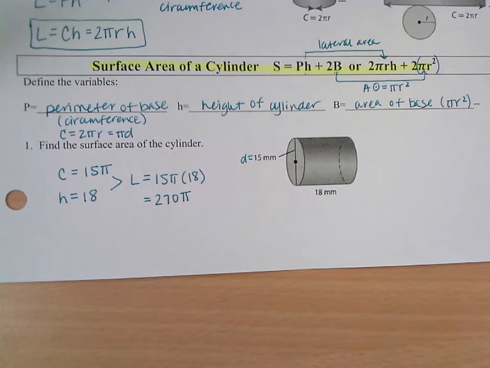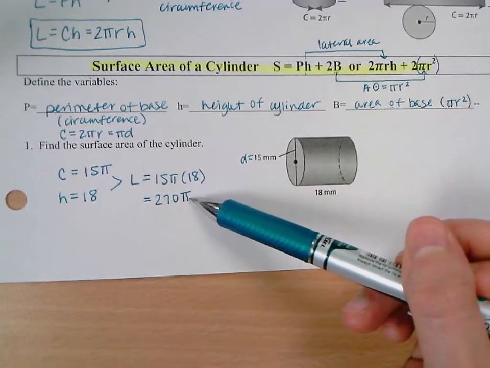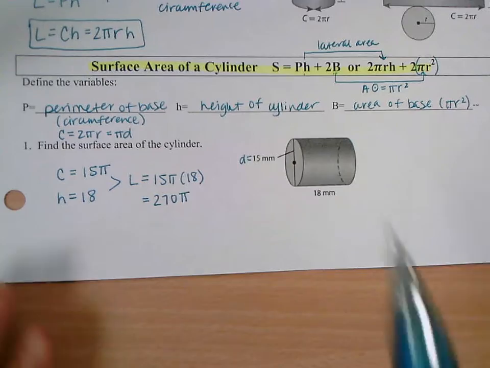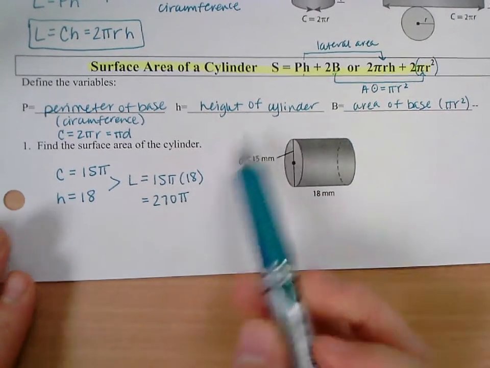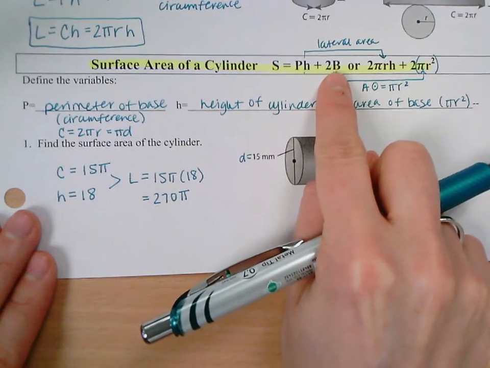Now, if it did ask you specifically for lateral area as its own answer, you definitely could multiply that by pi. Use the pi button, not 3.14, but you could multiply that by pi to get a decimal if that was asked as its own question. So I'm going to leave that for now. I have 270 pi. And then I also need the area of a base.